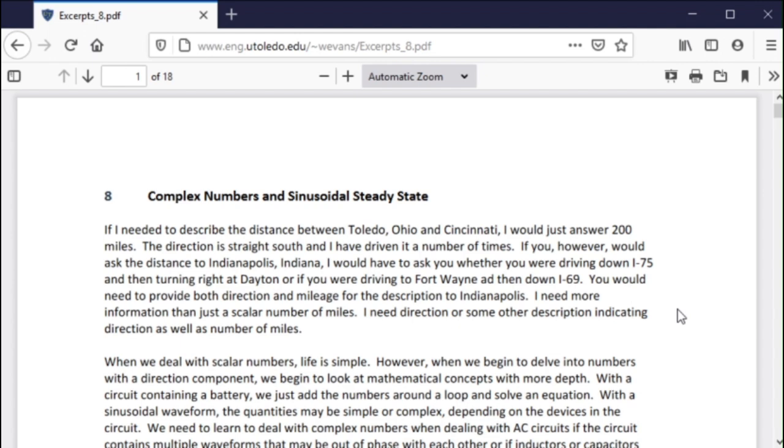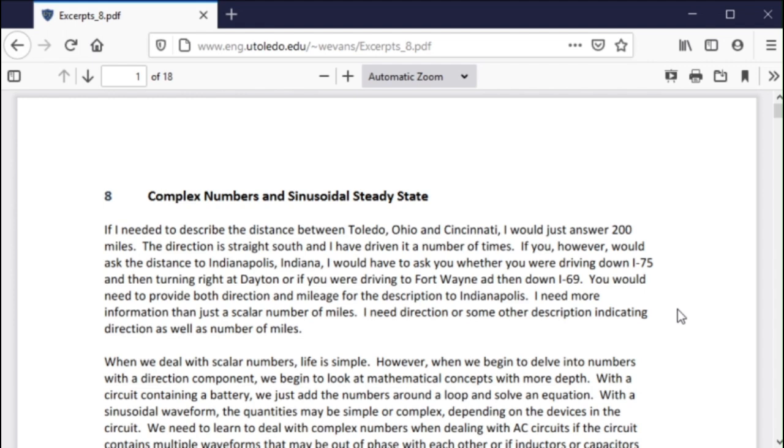So if you wanted to go between Toledo and Cincinnati, you would just say it's 200 miles, and you just go down I-75, and that's the only way to get there. However, if you're going to try to describe how you go to Indianapolis, you could say either that you could go down I-75 to Dayton and then turn right and then go over that way, or you could go down US 24 to Fort Wayne and then follow I-69 down and go that way. So in this situation, you have not only mileage, but you have direction, and those are two ways of getting there, and you can decide which way you want to go. But basically, there is a direction involved as well as the number of miles.